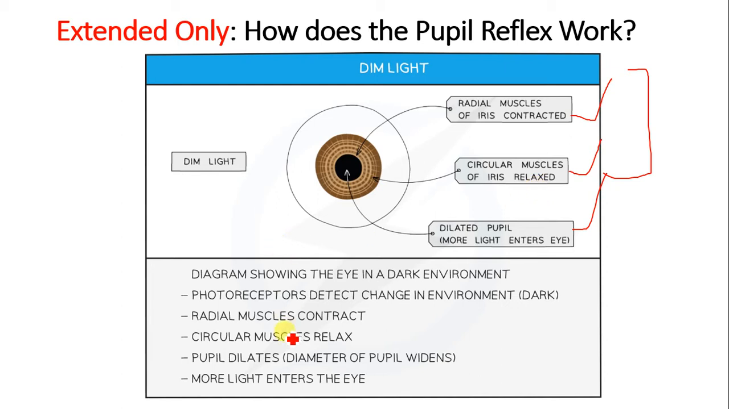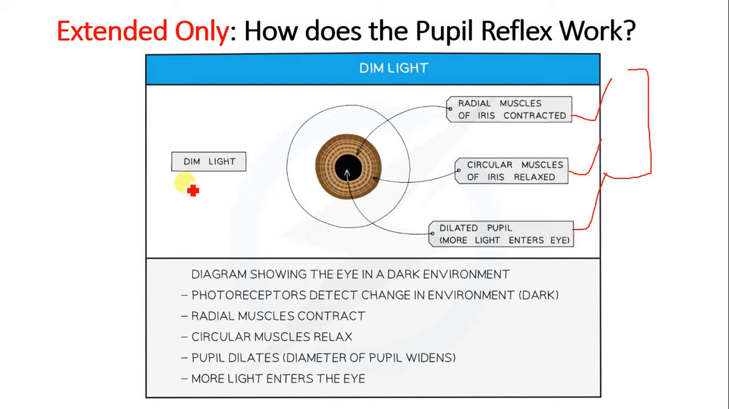So photoreceptors detect changes in the environment in dim light. They will detect changes and send a stimulus through the nerve cells to the brain, which will now send a signal to the radial and circular muscles to carry out responses. So the radial muscles will contract while the circular muscles will relax, then the pupil will dilate. That means the diameter of the pupil widens, so more light will now enter the eye.